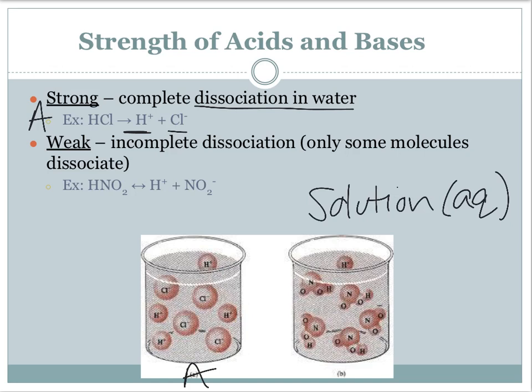In beaker B, we see an example of a weak acid where you have hydrogen with nitrite, and you have a couple of hydrogen ions separated, but most of them are still together, so it's an incomplete dissociation. Okay, so they do not all separate and become completely independent of one another. They might stick together and still be dissolved, but they are not separated out into ions.